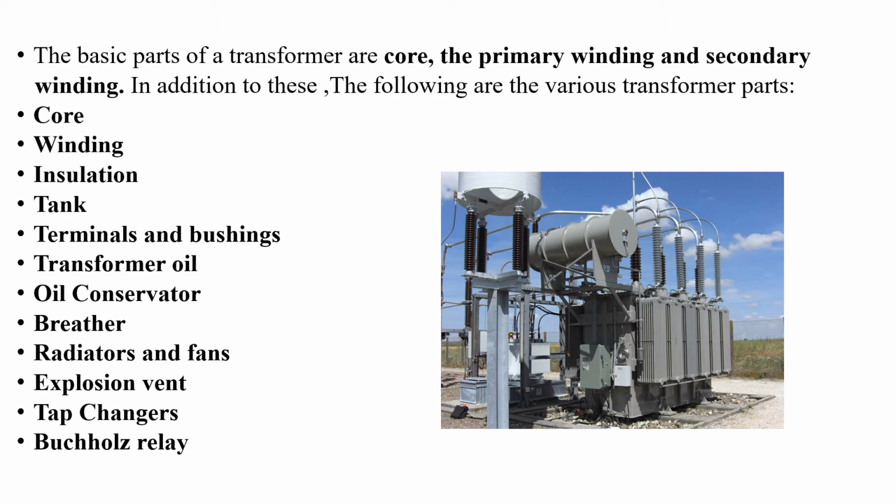They are listed here: core, winding, insulation, tank, terminals and bushings, transformer oil, oil conservators, breathers, radiators and fans, explosion vent, tap changers, and finally Buchholz relay. So these are the major requirements, or the major parts, of a power transformer. We can discuss each part in detail here.